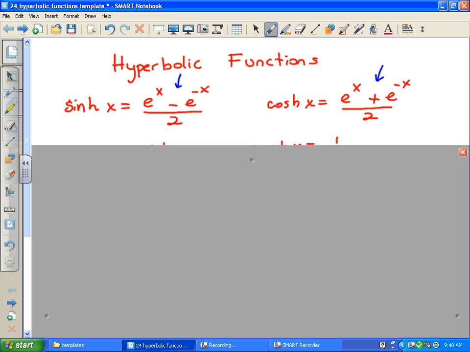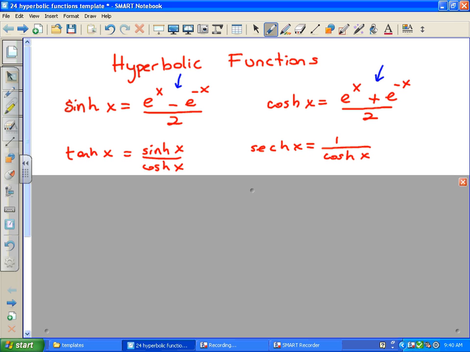Okay, a few other simple rules that we should know, just like trigonometric functions.